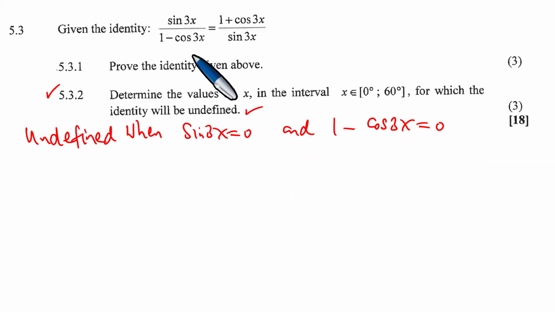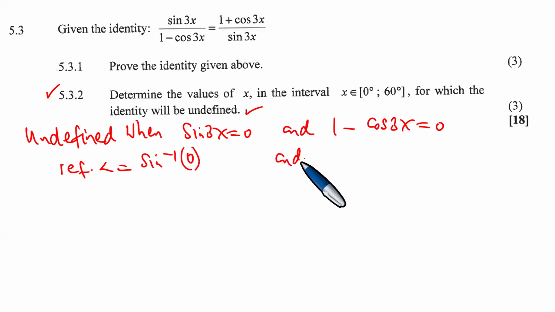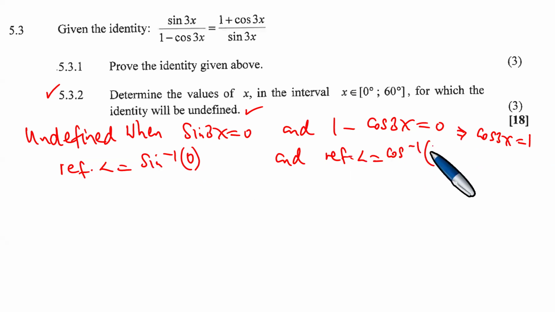And then what do we do now? Divide 0 by 3. Yeah, we can do that. So sine x is 0. We're going to find our usual things. What do we call those? The reference angles. The reference angle of this one is going to be arcsine of 0. Obviously this one here can be seen as cosine 3x equals 1, and that means you can find a reference angle and say the reference angle is arc cosine of 1. And what is arc cosine of 1?